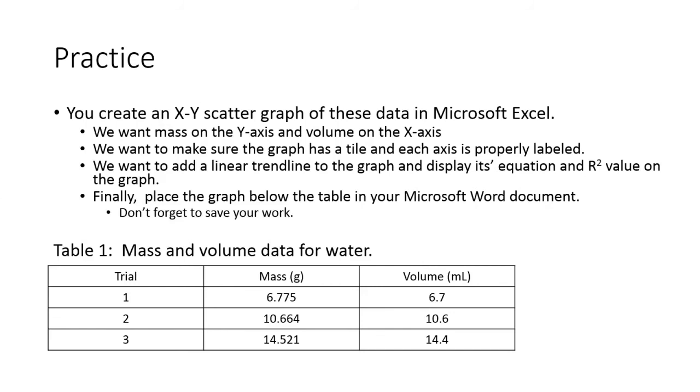We want to make sure that the chart has an appropriate title, appropriate labels for each axis, including units, and we want to add a trend line, which will also show its equation and R-squared value on our chart. And finally, we want to copy that graph over into our Microsoft Word document below the data table we previously generated. Of course, don't forget to save your document once you have copied the graph in.